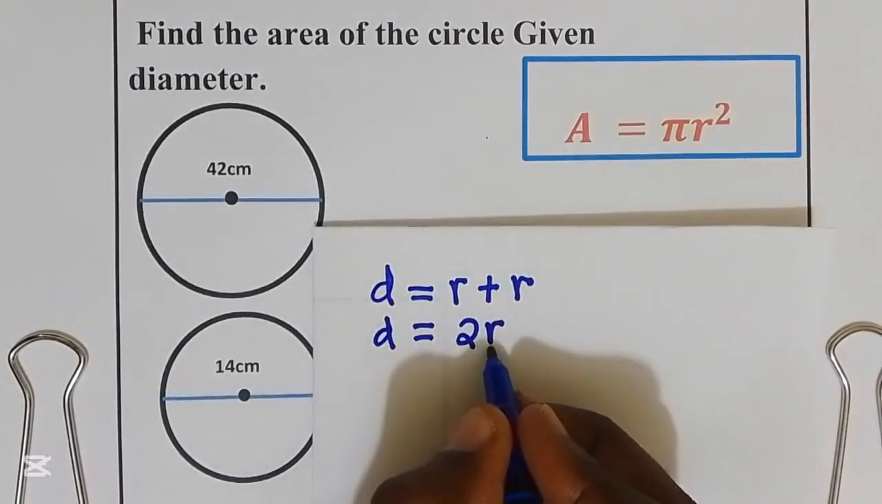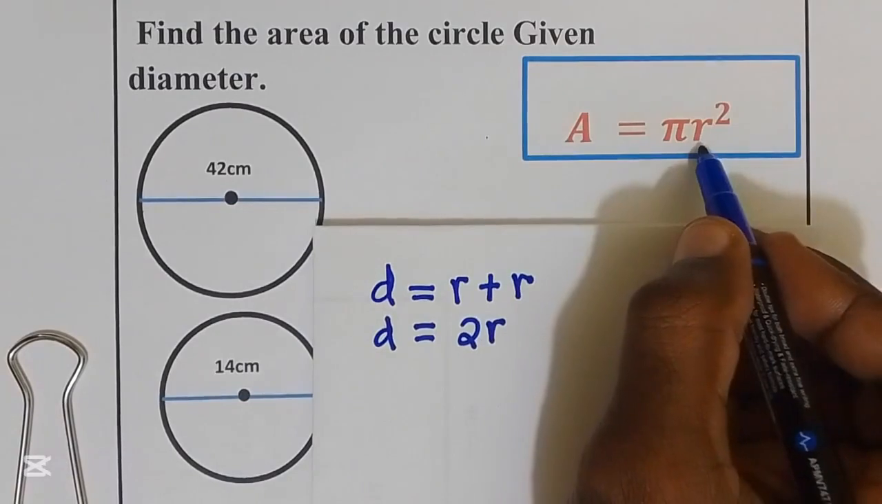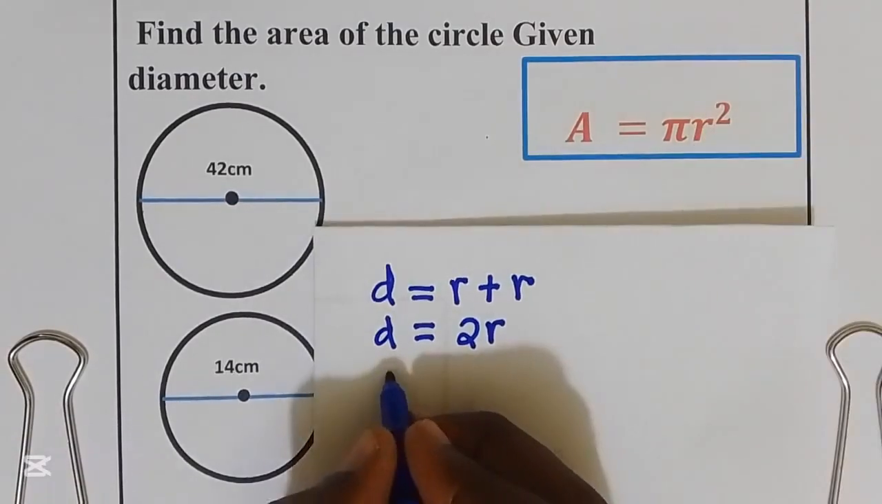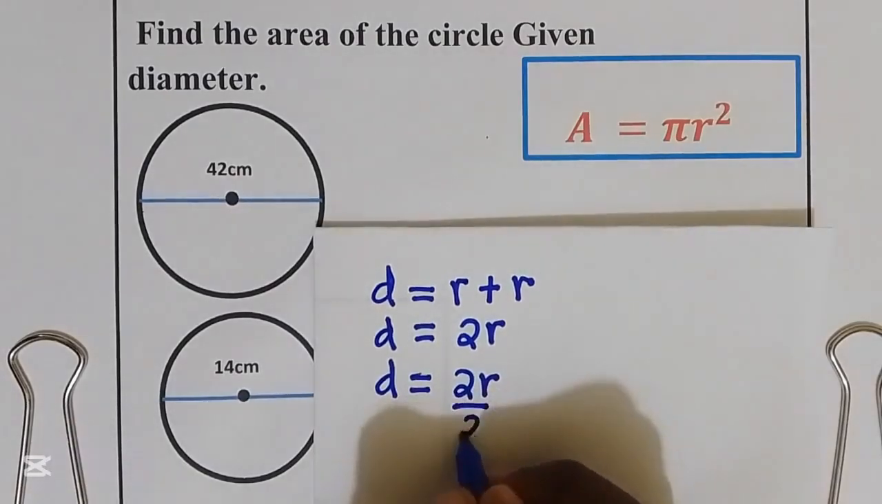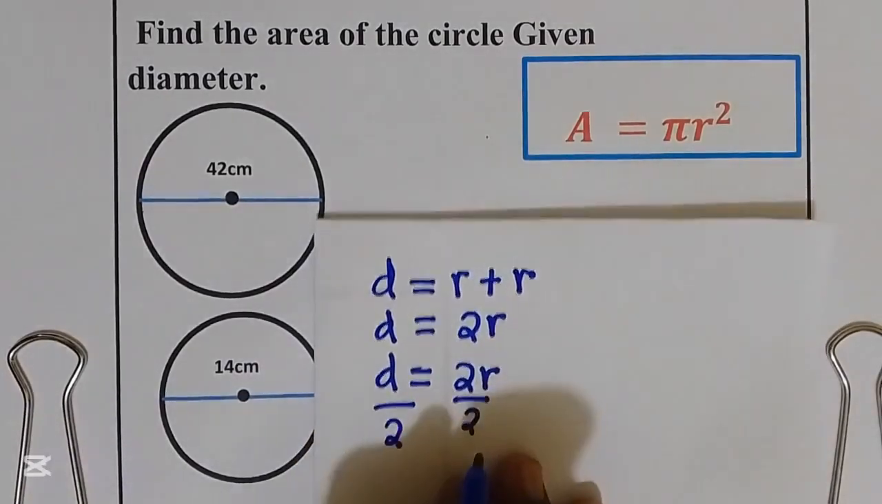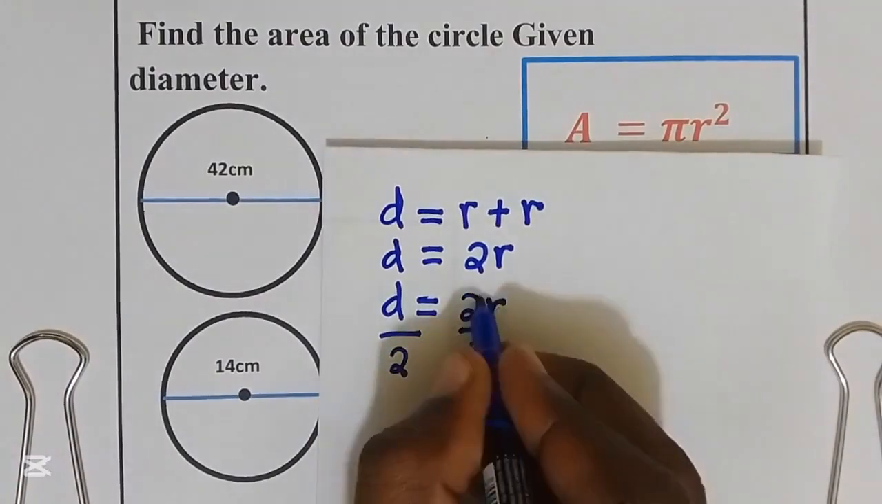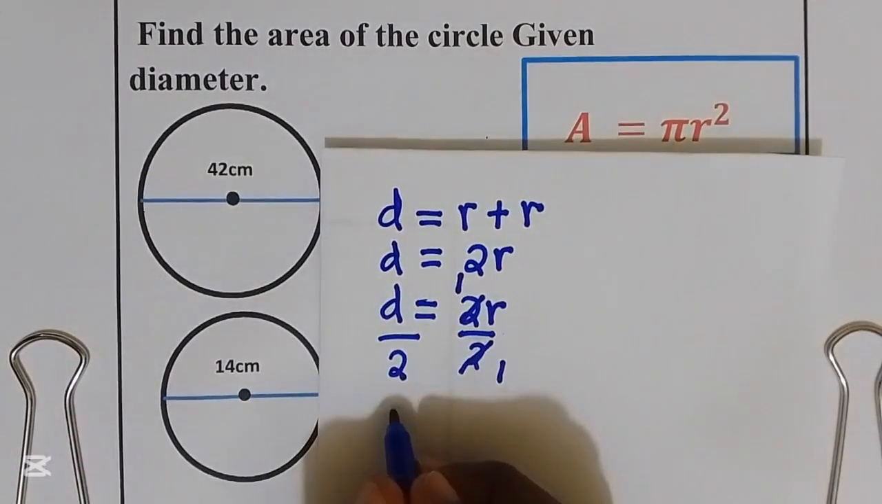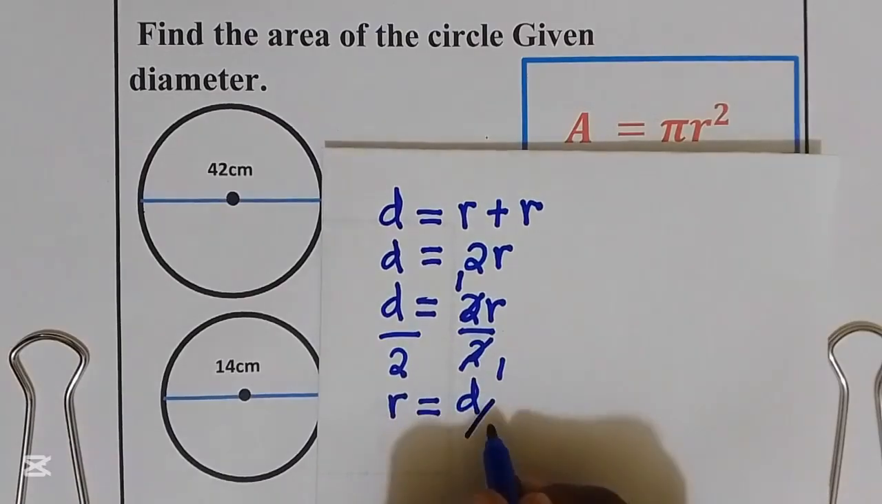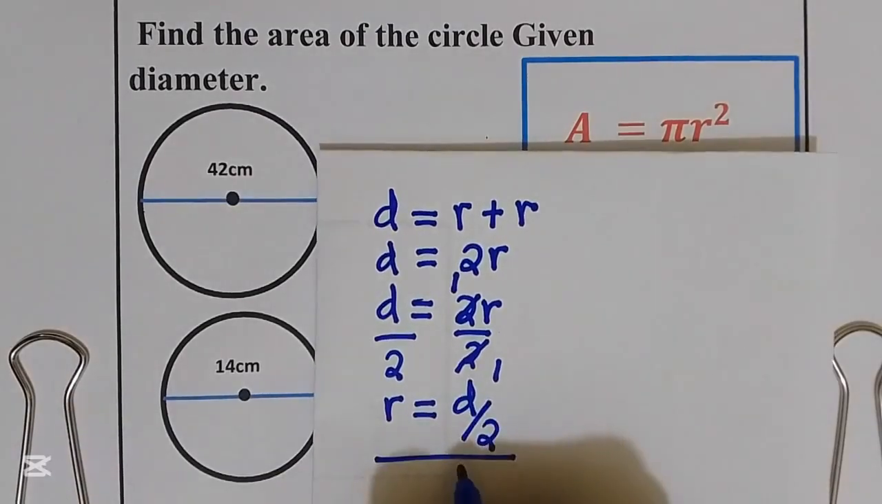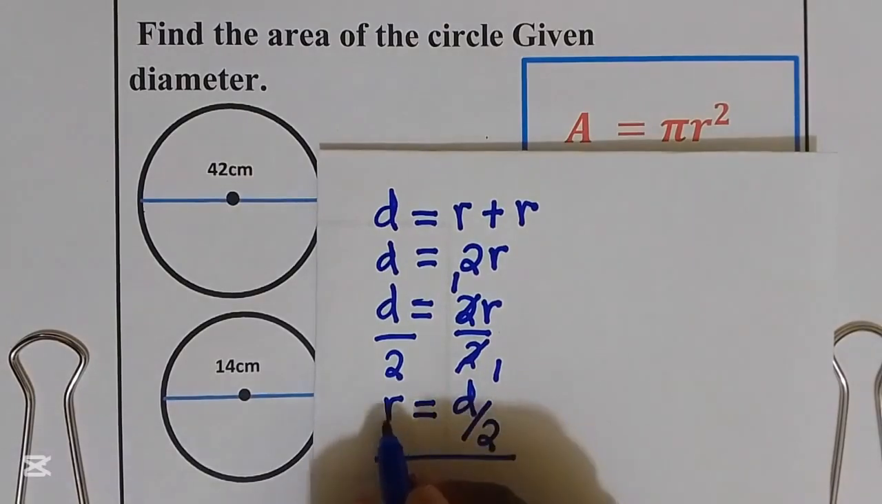I need to find the radius. Since my formula has radius, and diameter is equal to 2r, I'll divide by 2 on both sides. By 2 I get 1, by 2 I get 1. So my radius is equal to diameter divided by 2. This is the relationship between diameter and radius.